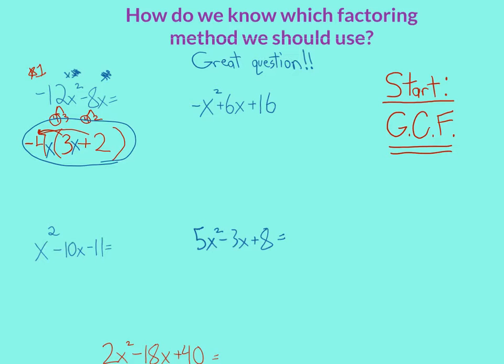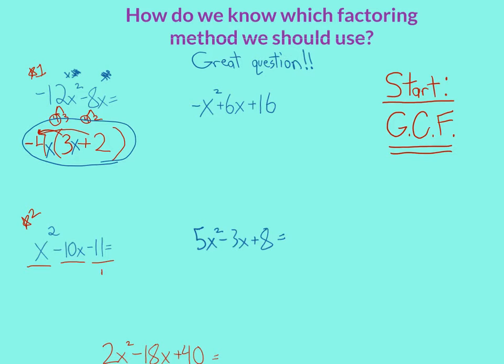Now, if GCF is not a method I could use, let's continue. Let's go to number 2. This one down here, hopefully that one obviously is trinomial method. You're starting to just see what they look like. They always have an x squared up front, and then some x term and some constant. So if I tried to GCF this guy, it's got to be something in all 3, and there is no common term.